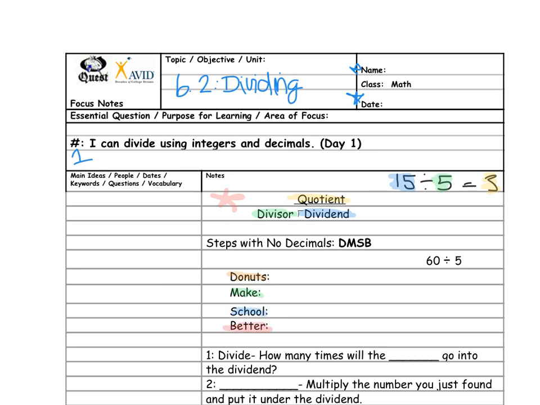If we weren't in quarantine or a pandemic, we would be eating donuts every day, believe me.